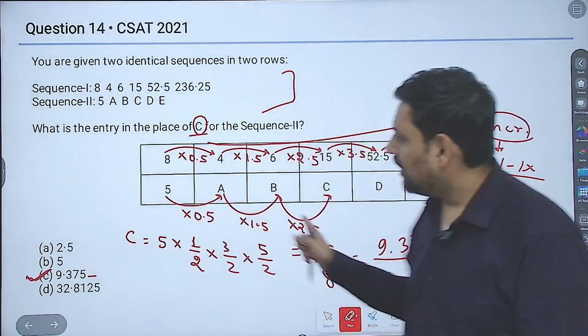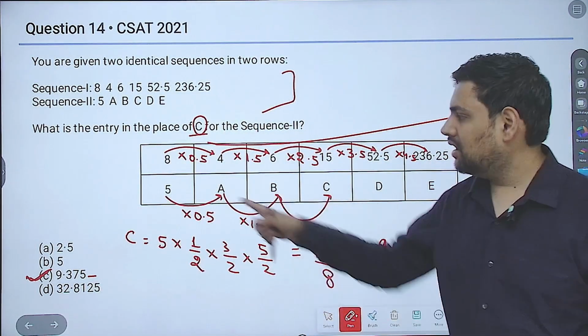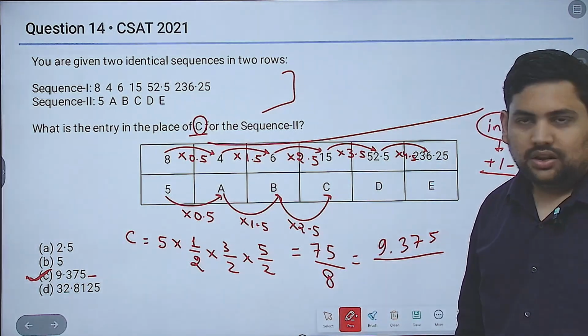Understood? So this is how you had to find the first pattern in the horizontal direction. Same pattern here also. Okay, that's it.